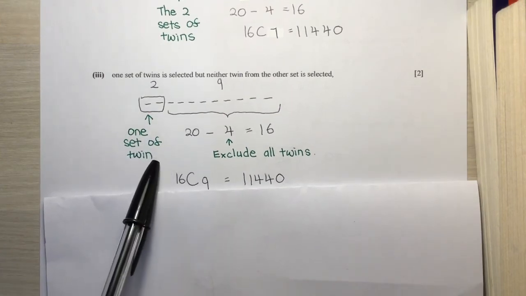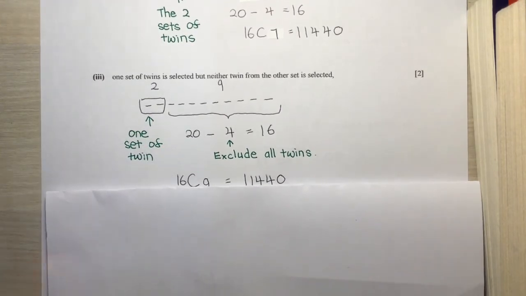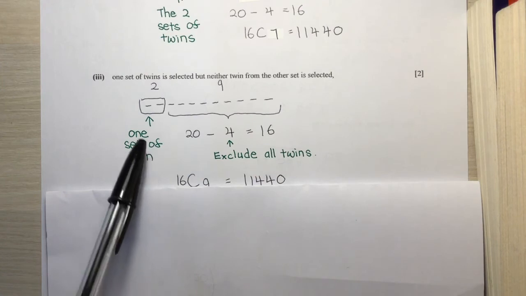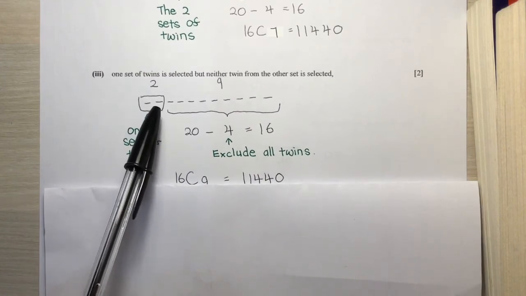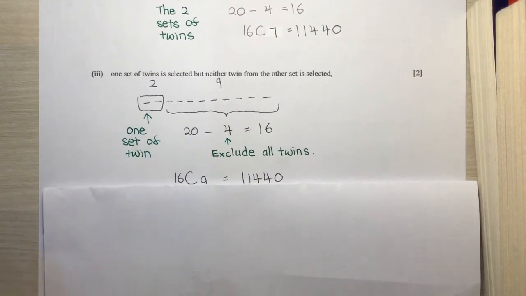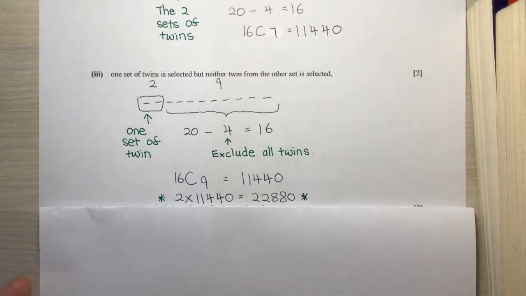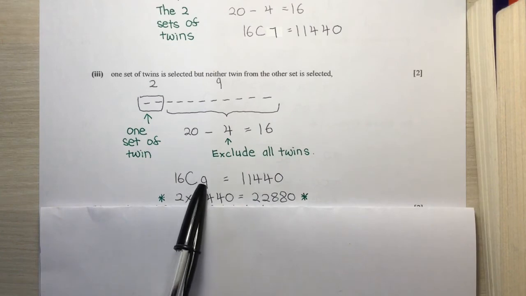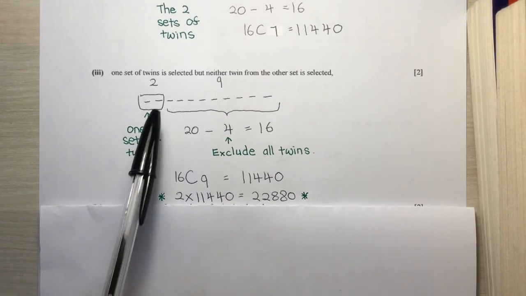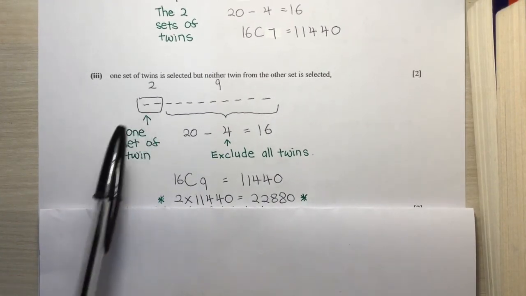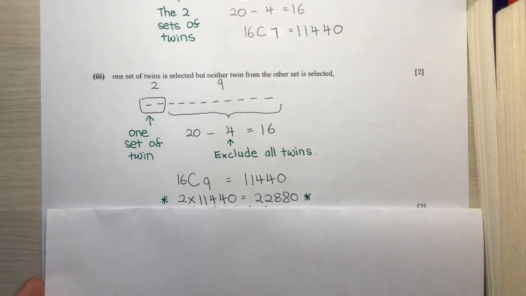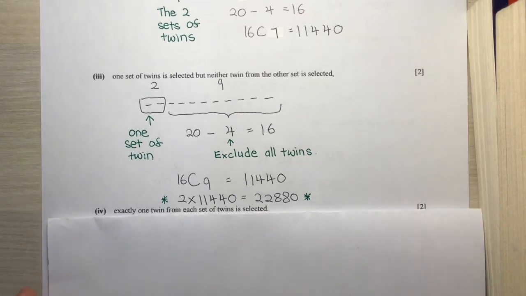This is twin A, let's say. So another possibility is that the set of twins that's selected is actually twins B. So all we have to do is to simply multiply by 2, where it's still 16C9, but then we have to multiply by 2. Another case where the set of twins are different. So this is the only part you have to be worried about.